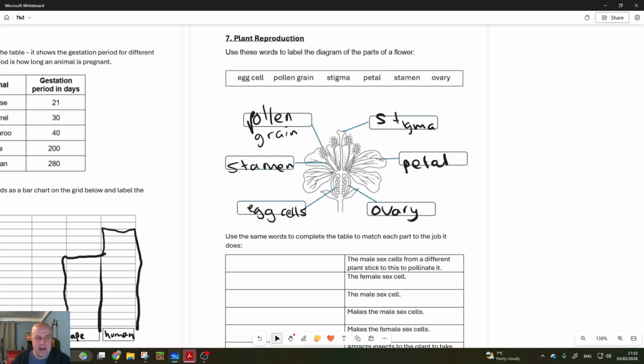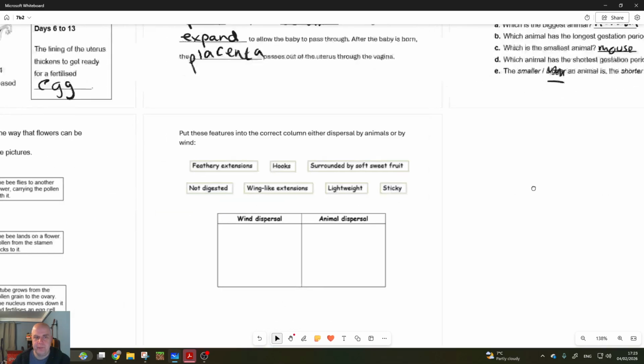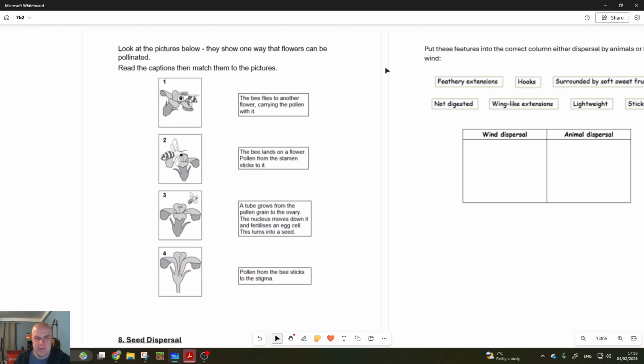Lovely. Now we have now got to fill in the table to mark each part of the job it does. Okay, the stigma is where the sex cells go. The egg cell is the female sex cell. The pollen is the male ones. The anther makes that. The ovary makes that. And the petal attracts insects to the flowers. We're rocking through this now, guys. Two pages to go.